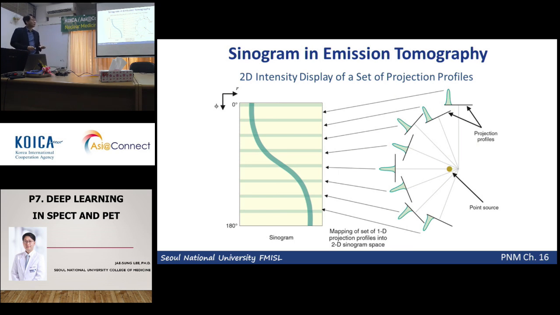But the reality is quite difficult, because the patient is not a point source. It is a large distribution of very complex activity distributions. That is why a human cannot interpolate this sinogram space if we don't have some angular samples. But deep learning works quite well.